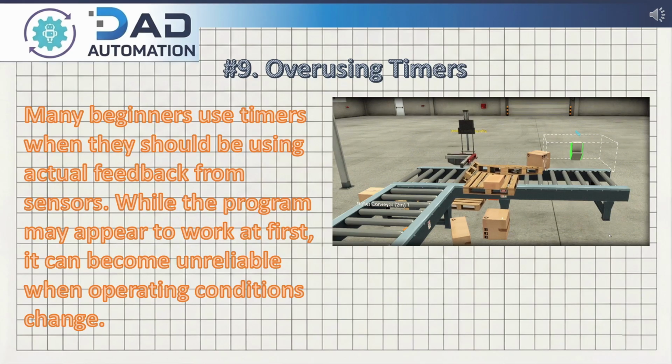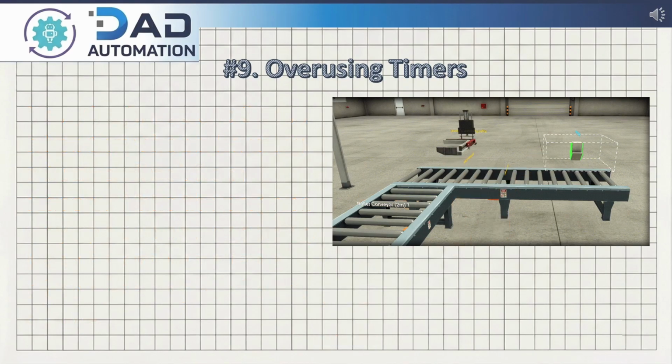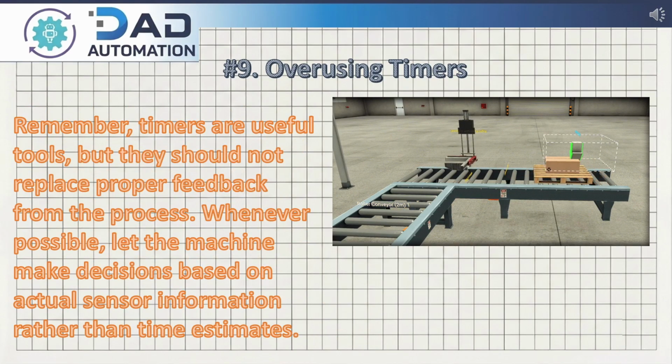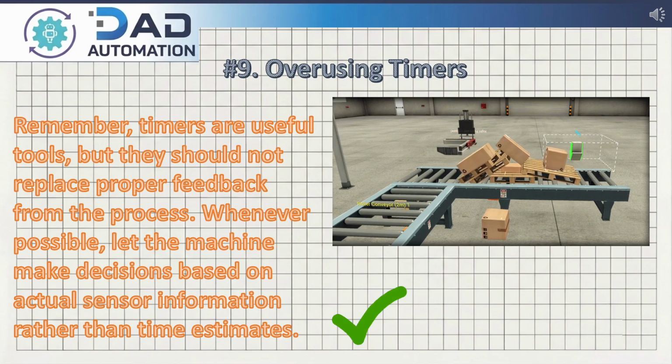A better approach is to use the sensor signal to confirm that the product has actually arrived. Sensors provide real feedback, while timers only make assumptions. Timers should be used when a delay is truly needed, such as allowing a motor to start, filtering sensor noise, or creating a short delay between machine actions. Remember, timers are useful tools, but they should not replace proper feedback from the process. Whenever possible, let the machine make decisions based on actual sensor information rather than time estimates.